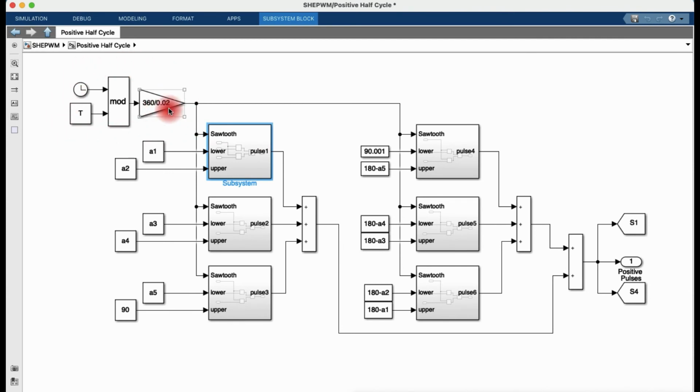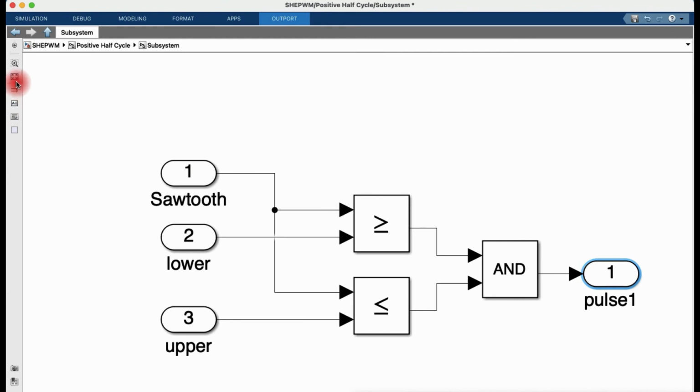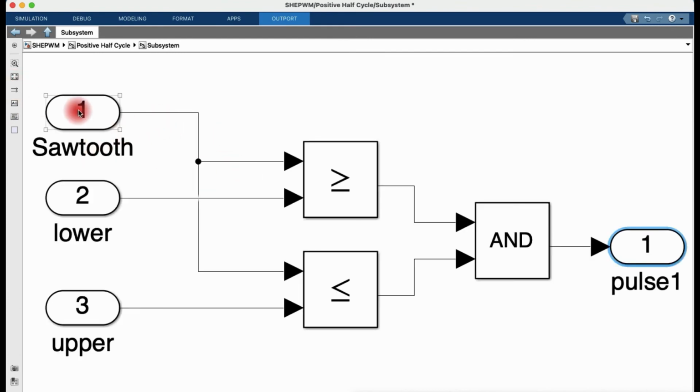This is generating the sawtooth waveform, and then we are going to generate the pulse with the help of this simple logic. Sawtooth waveform is coming from here. We are going to specify upper and lower limits, and with the help of this AND operation, we are going to get the pulse between this lower limit and the upper limit.